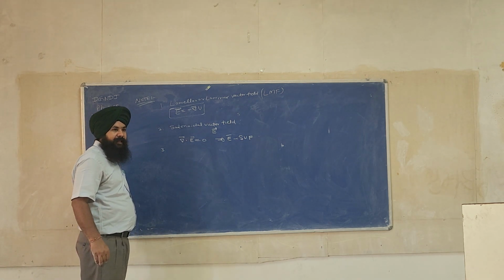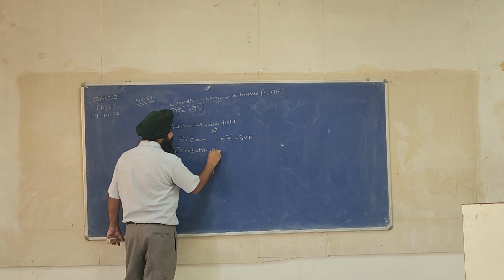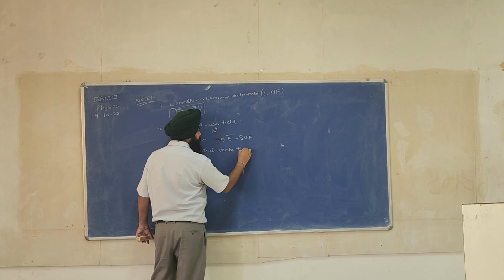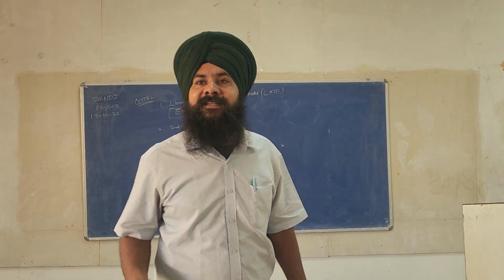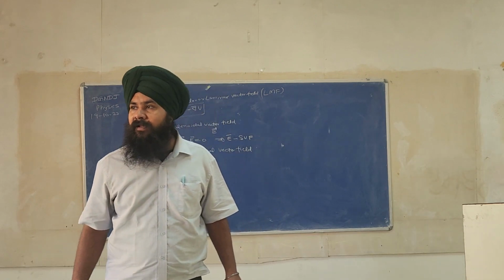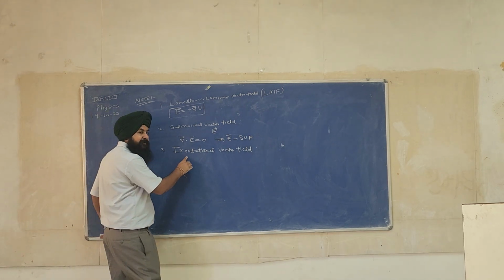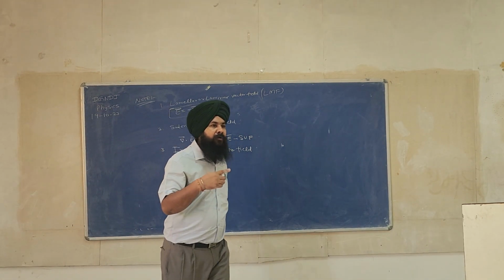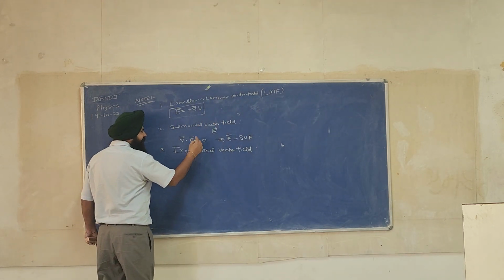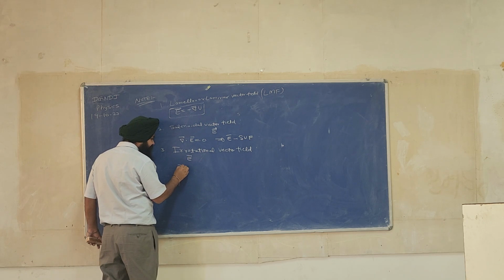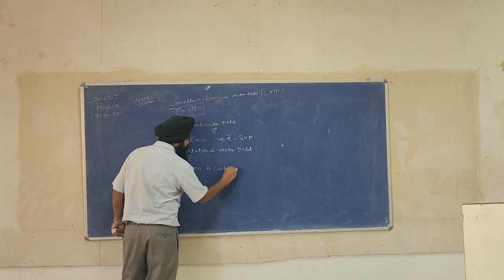Number 3, irrotational vector field. What does irrotational mean? Irrotational means there will be no rotation. If there is no rotation, what should its curl be? 0. Irrotational means its value of curl comes out to be 0. So let us say E is any vector field, then del cross E is equal to 0, or curl E is equal to 0.